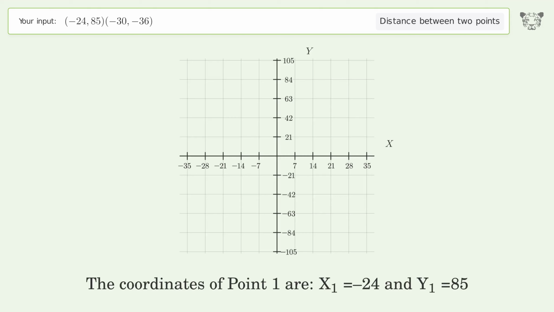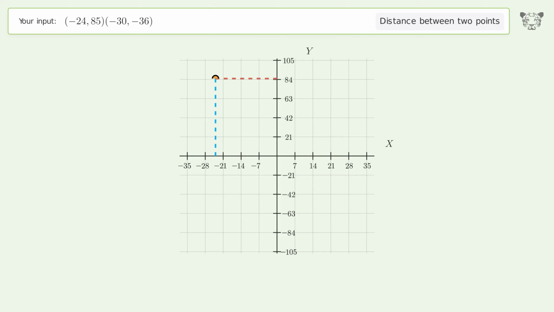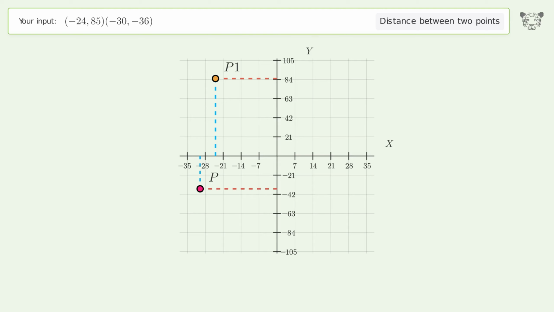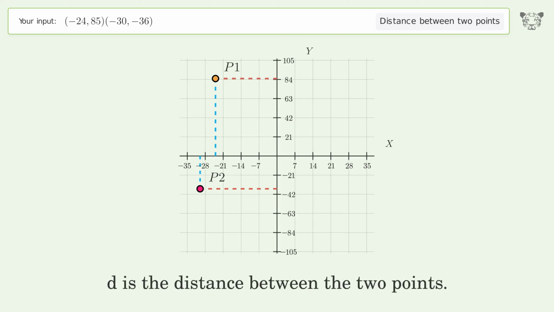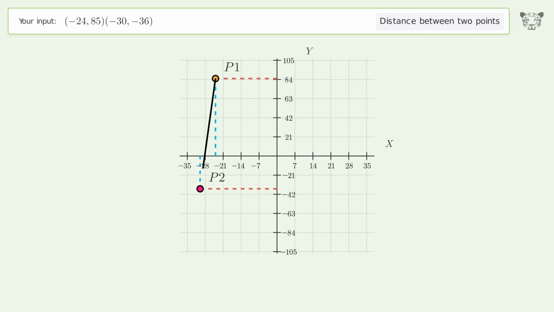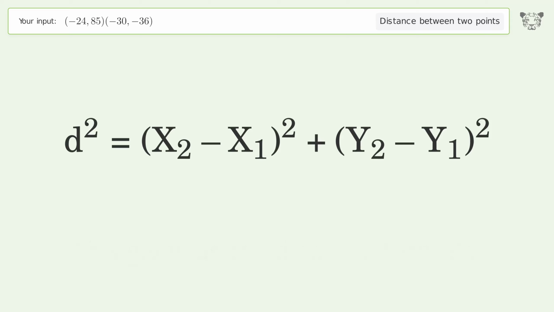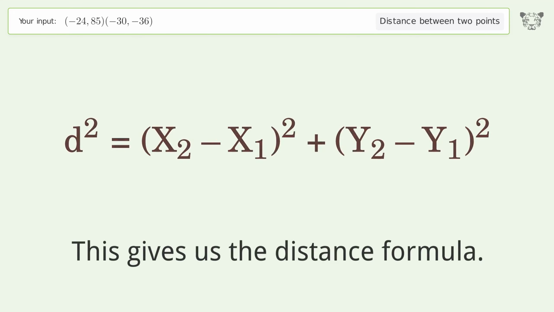The coordinates of point 1 are x1 equals -24 and y1 equals 85. The coordinates of point 2 are x2 equals -30 and y2 equals -36. D is the distance between the 2 points. First, take the square root of both sides of the Pythagorean theorem. This gives us the distance formula.